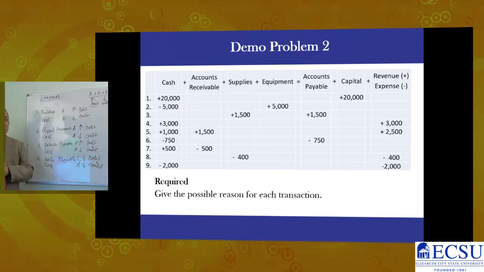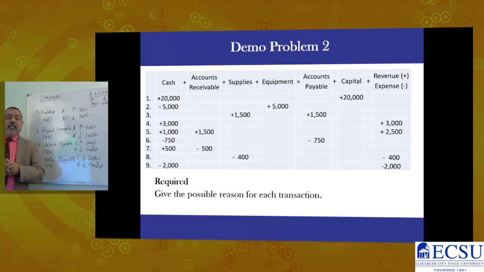Number 3, I see the supplies account is increasing and accounts payable is increasing. Now, why do you think supplies will increase? I would have purchased supplies. So, purchase supplies, because my accounts payable is also increasing. I would think that I purchased the supplies on account. So that would be number 3.